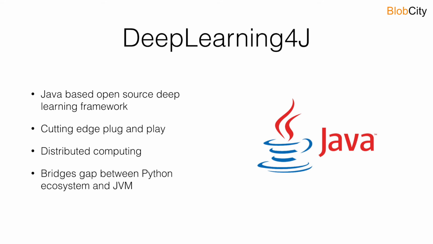Keras is employed as Deeplearning4j's Python API. Keras helps bridge the gap between Java and the Python ecosystem.